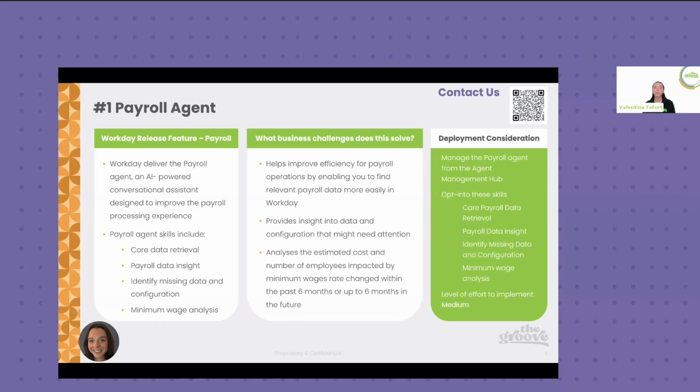So, as some of you may know, the payroll agent has been launched sometime last year, but Workday has really increased the number of functionalities that it can do now. And so, with this release, it's bringing four new skills that I think are going to be really useful for payroll processing. So the payroll agent can now do core data retrieval.